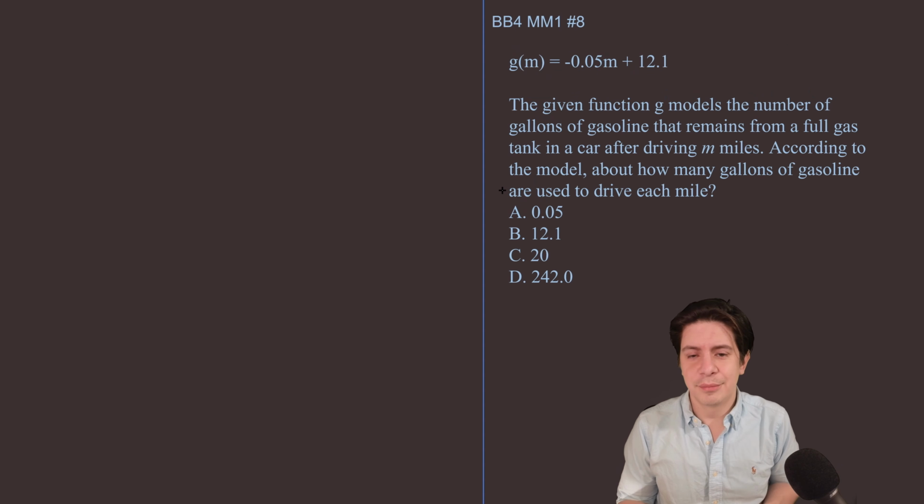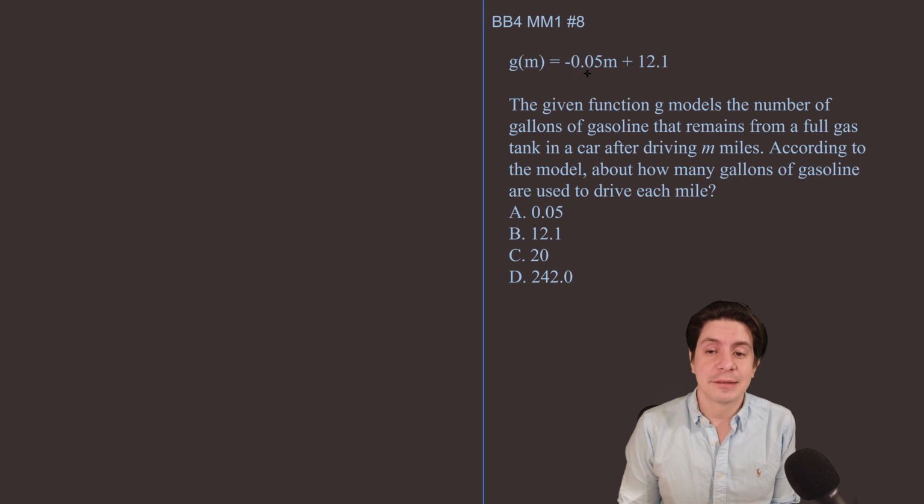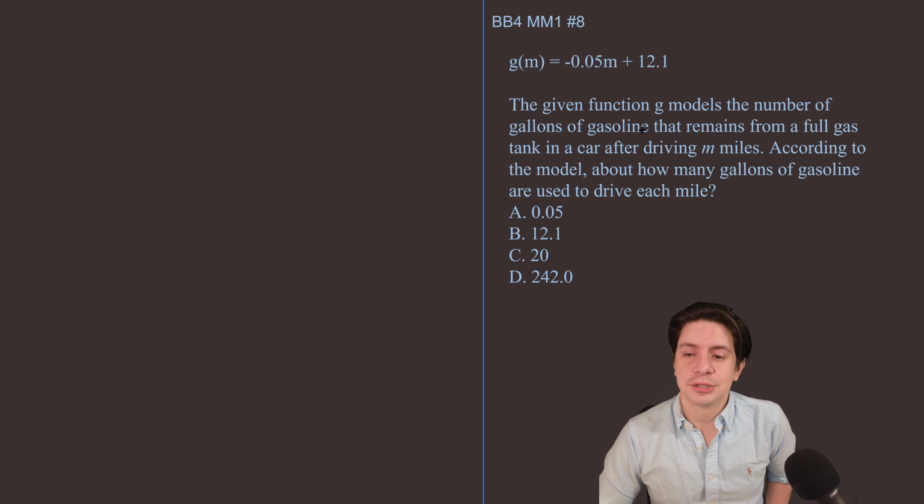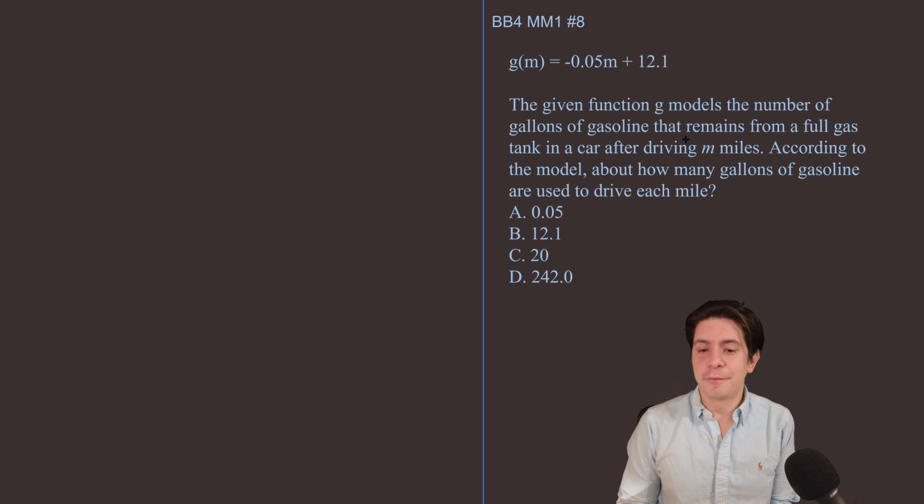Now we're on to number 8. g(m) equals negative 0.05m plus 12.1. The given function g models the number of gallons of gasoline that remains from a full gas tank in a car after driving m miles. According to the model, about how many gallons of gasoline are used to drive each mile?